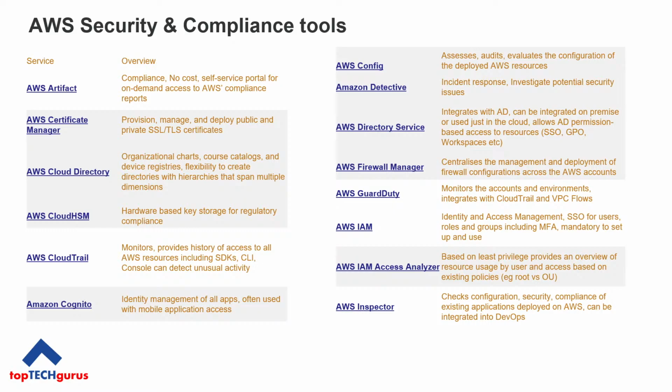AWS Cloud Directory, we covered that. It was about organization charts, course catalogs, any kind of hierarchy that you want to store. You can store it in Cloud Directory.